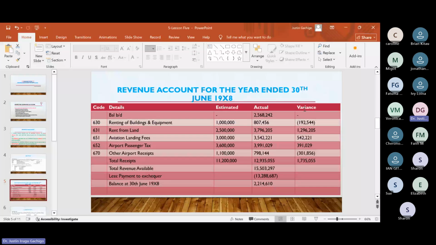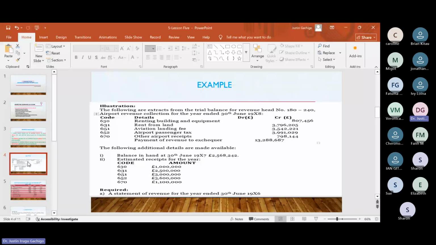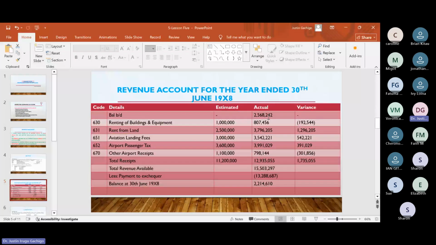Now, let us start with the first one, the balance brought down. So in this question, we have been told that balance in hand as at 30th June is this amount here. So this is the amount that you are going to start with. Balance brought down from the previous period. So this is the revenue that we had in the previous period. So we are going to start with that one there.